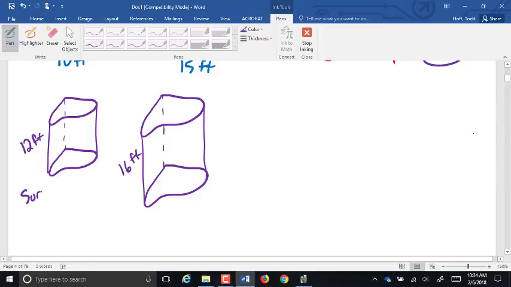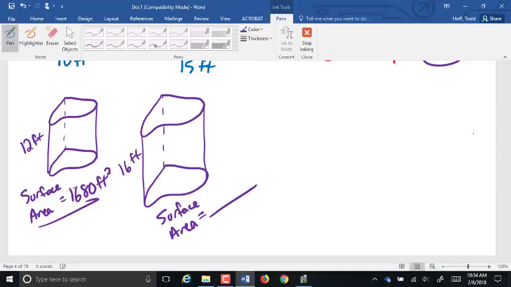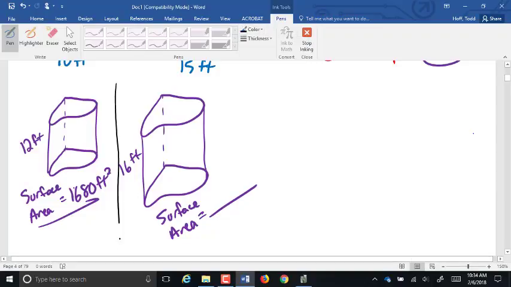And let's say the surface area of this was 1,680 square feet of surface area. What's the surface area of this larger one going to be? Well, we're starting out the same way again. We have a ratio of lengths. What's our ratio of lengths, gentlemen? We have a 12 to 16.